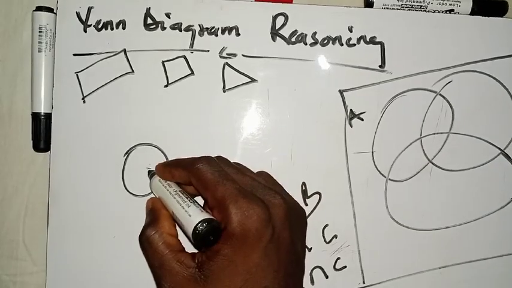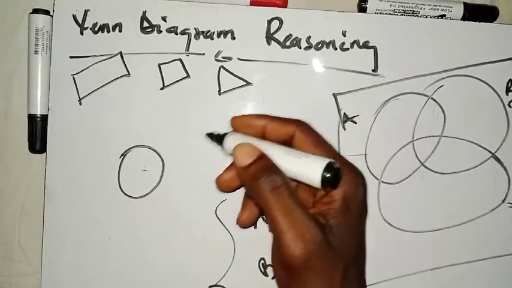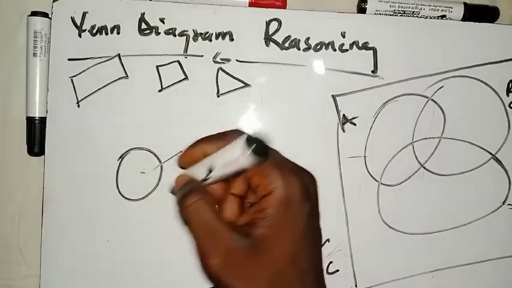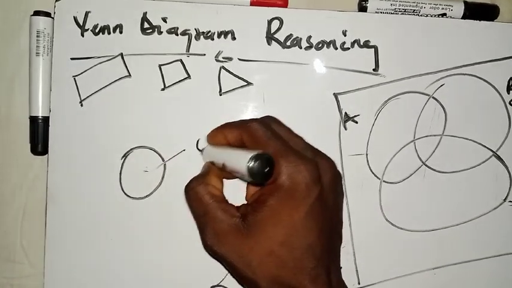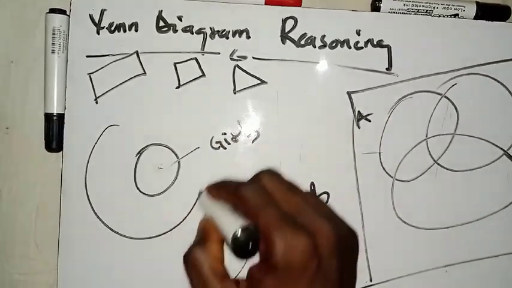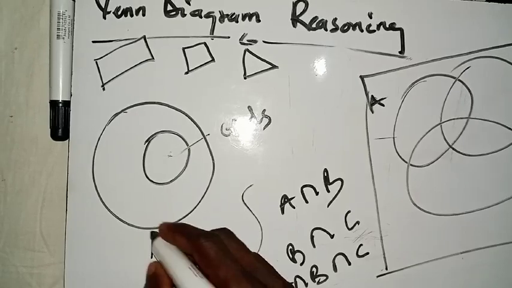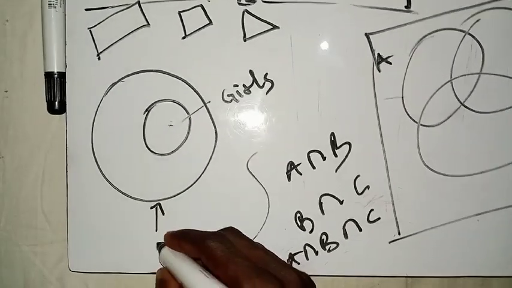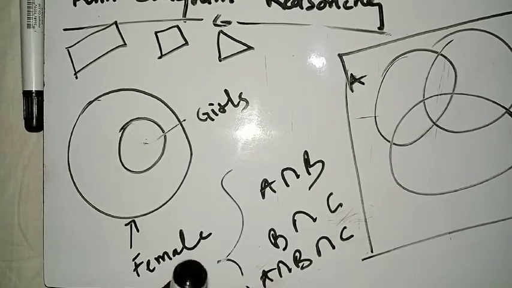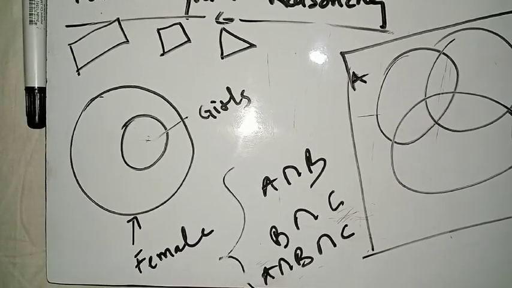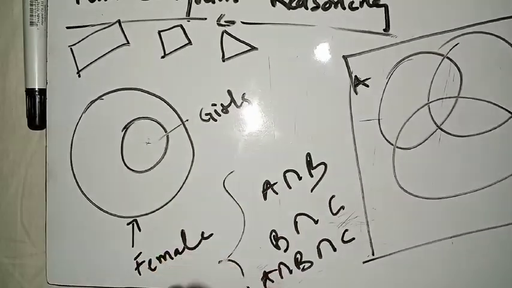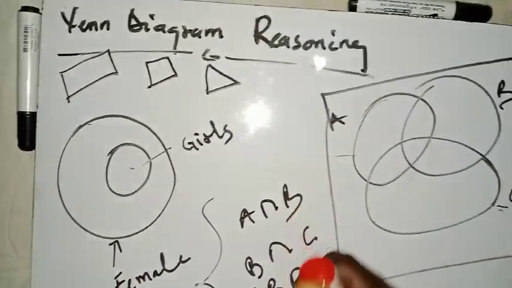Now, if I say this small one is a set of, let's say, all girls, so this is a set of girls. Then I have another bigger one here, which is, let's say, a set of females. These are two things, so it makes sense for me to draw the girls inside the females. Is that correct? Yes, of course, that is going to be correct.